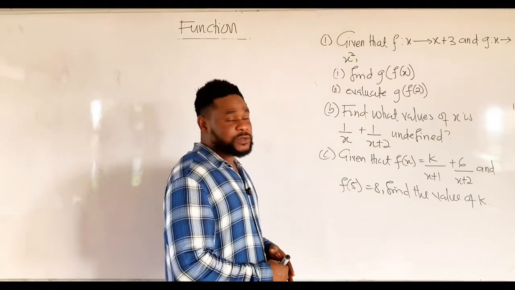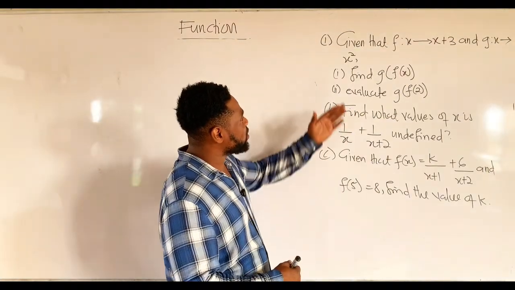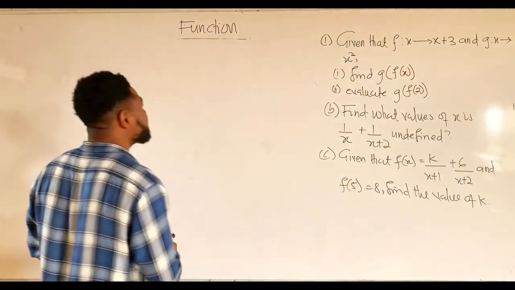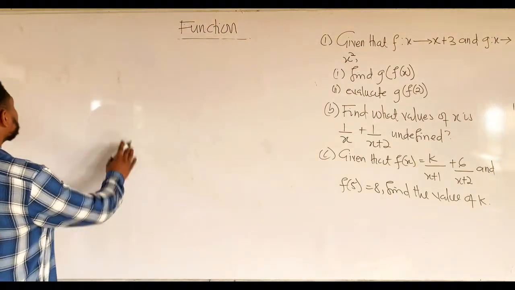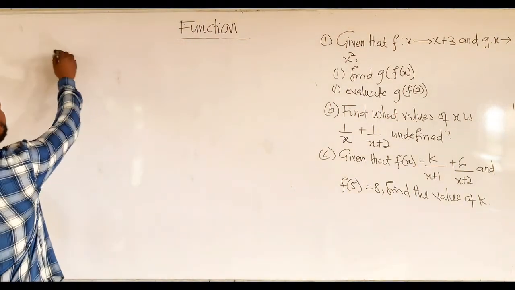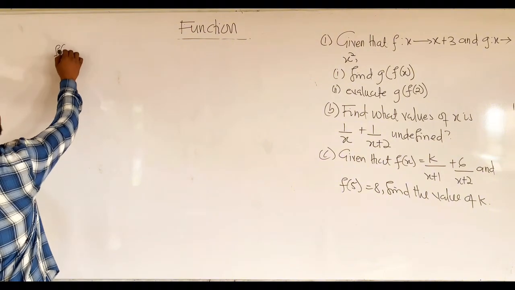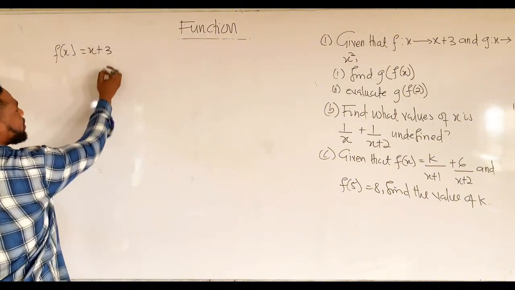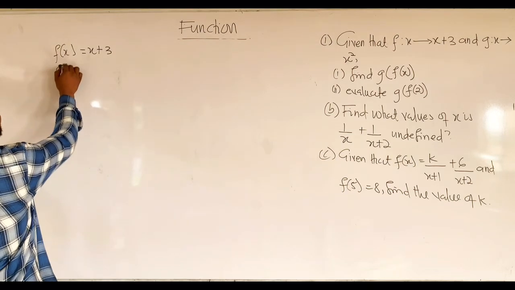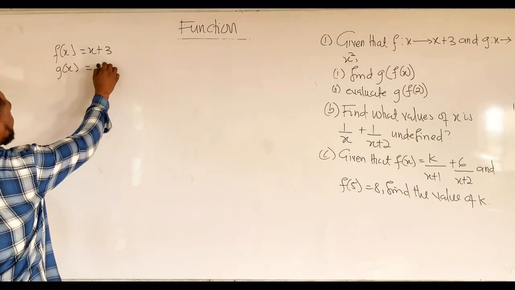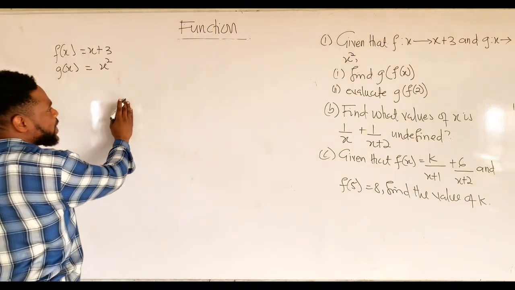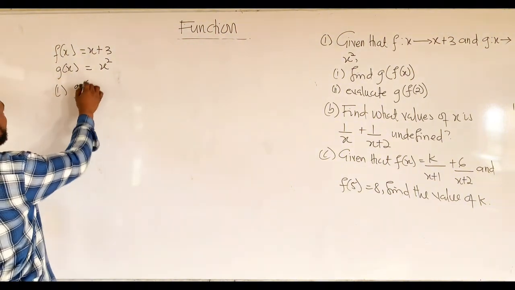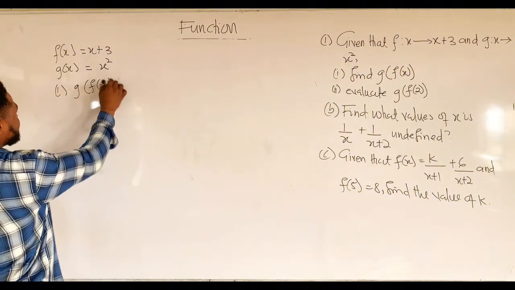On this episode, we want to tackle a question on function and relation. Let's see how we can analyze this question on the board. From the question, we have been told that f of x is given as x plus 3, and g of x is also given as x squared. And we are looking for, number one, g of f of x.